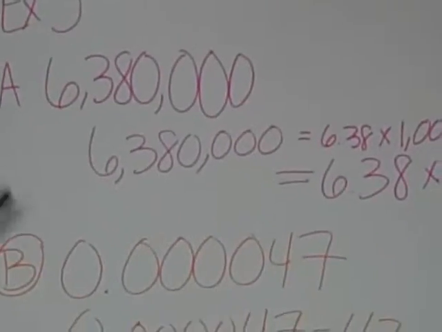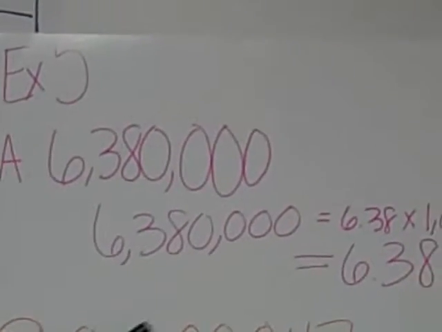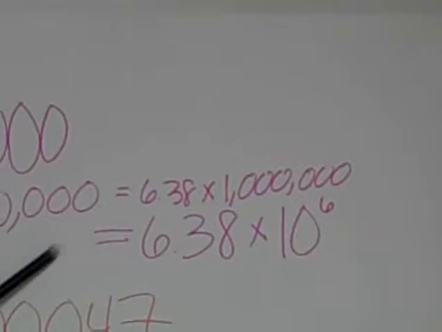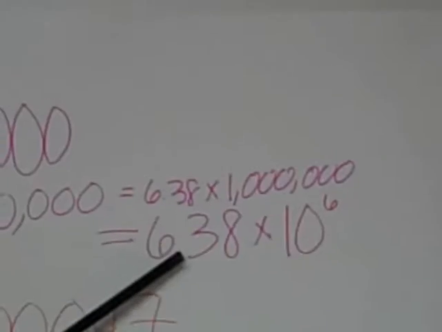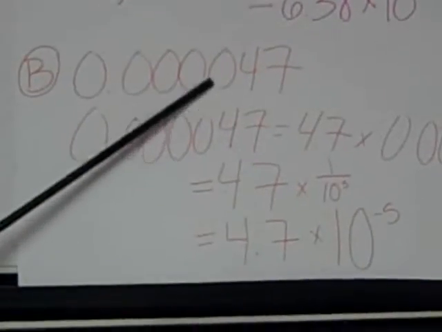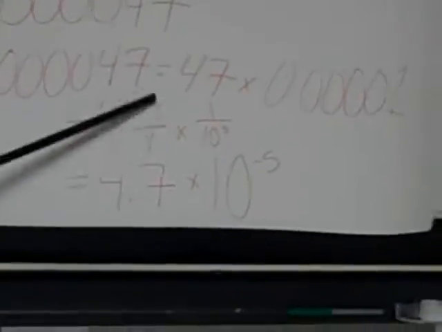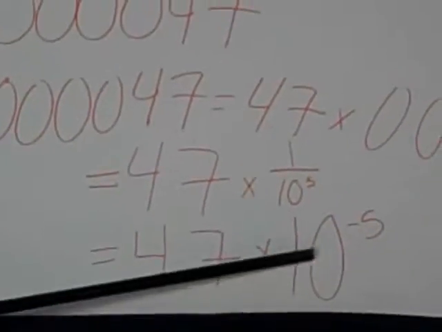Scientific notation. We're starting off with 6,380,000, and to get that into scientific notation, you have to get a number that's greater than 1 but less than 10. In order to do that, we have to move the decimal place over 6 places to get 6.38 times 10 to the 6th. B. What we have to do is make this greater than 1. So we're going to move the decimal place 5 places to the right. So that's going to bring us to 5.7 times 10 to the negative 5.